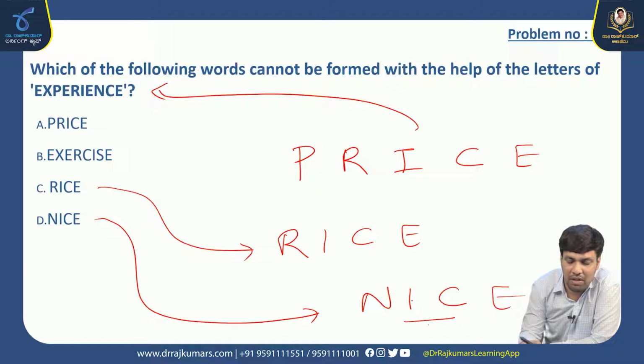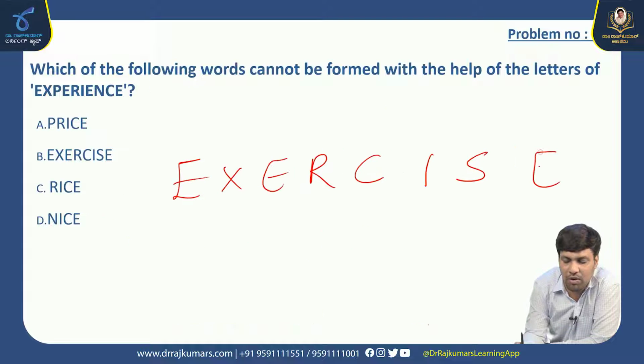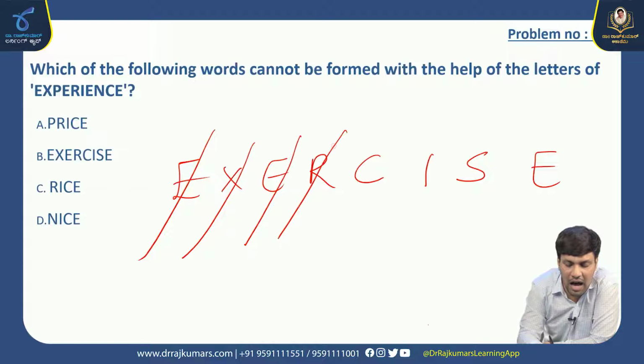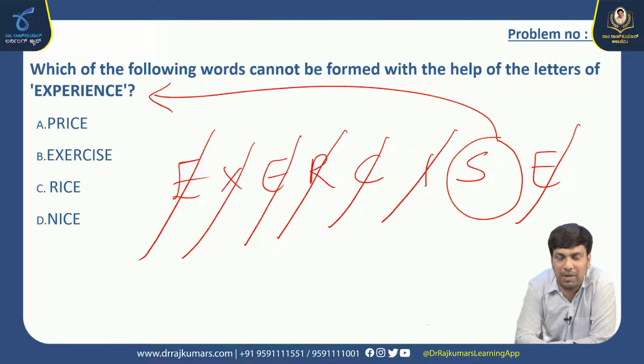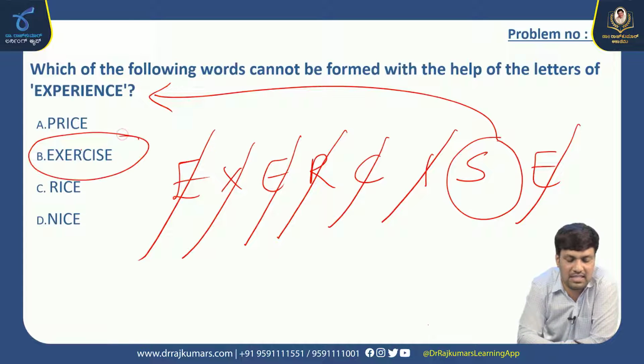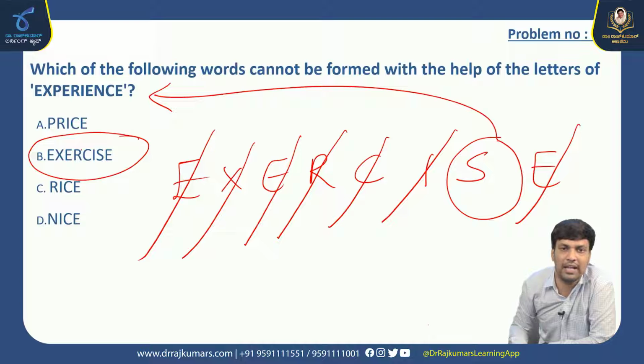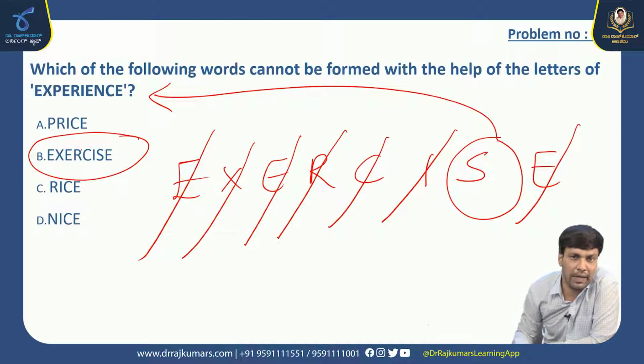But coming to the word "exercise", in the word experience we find E, X, E, R, C, I and E, but we don't find the letter S in the word experience. So the word that can't be formed with the help of the word experience is "exercise". So the right option meeting the above condition is option B, exercise.